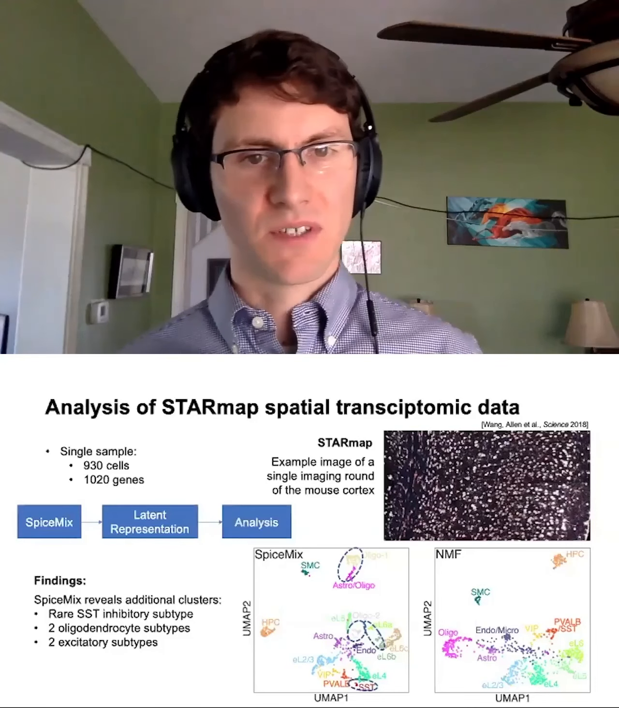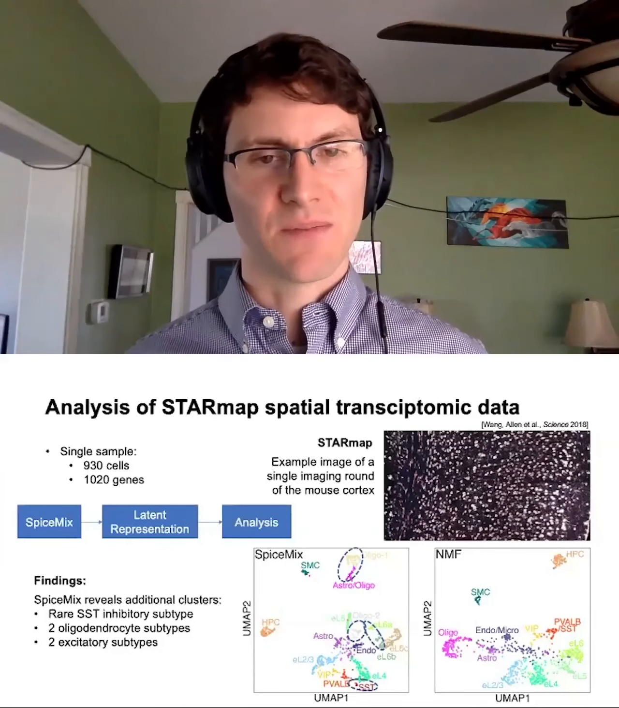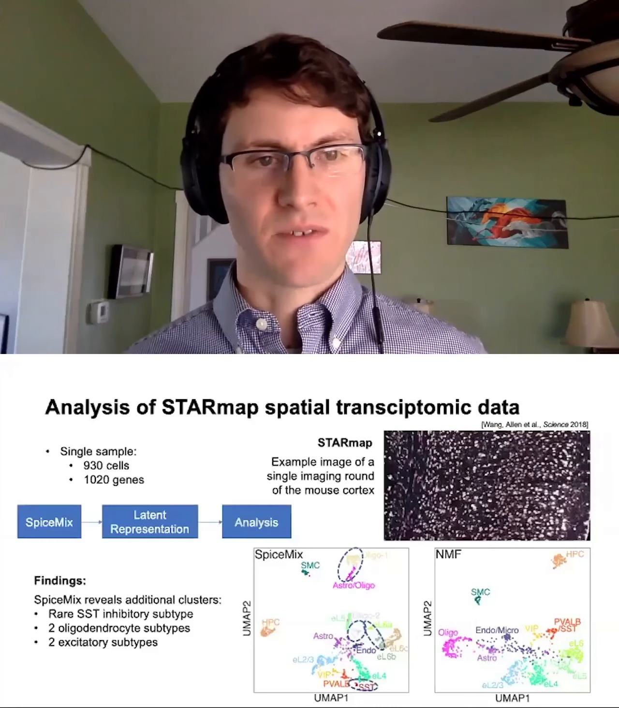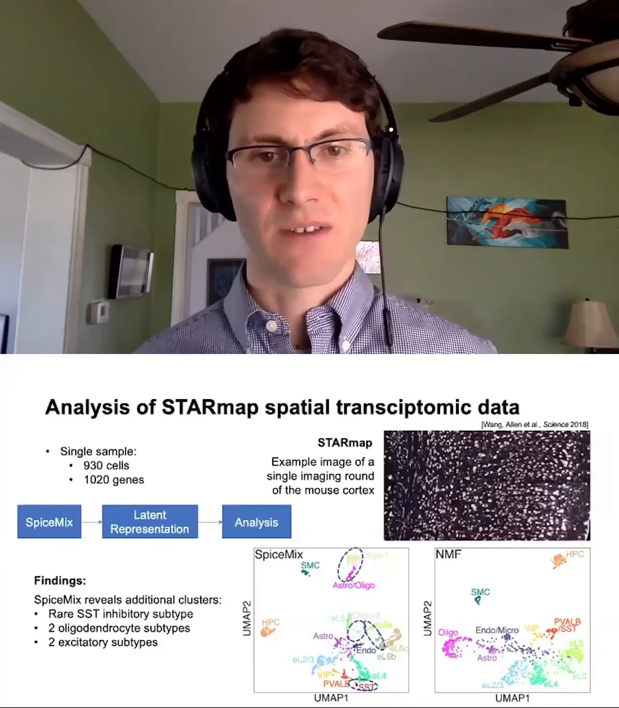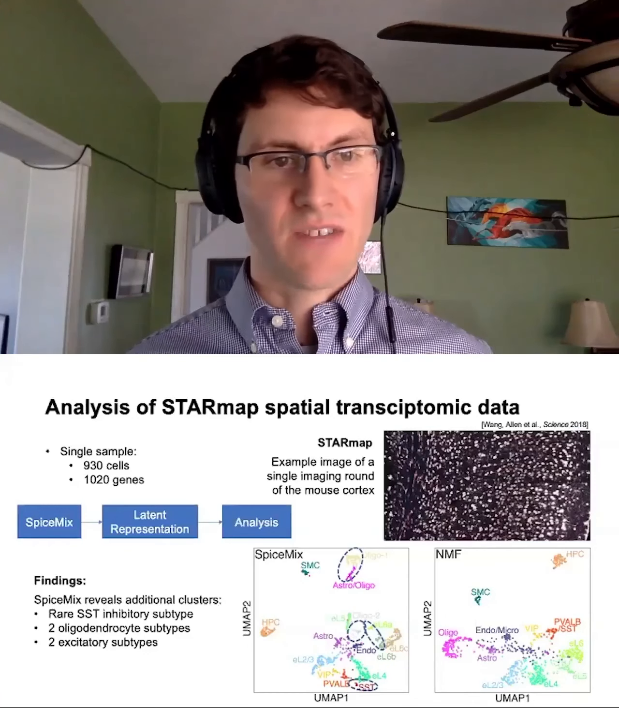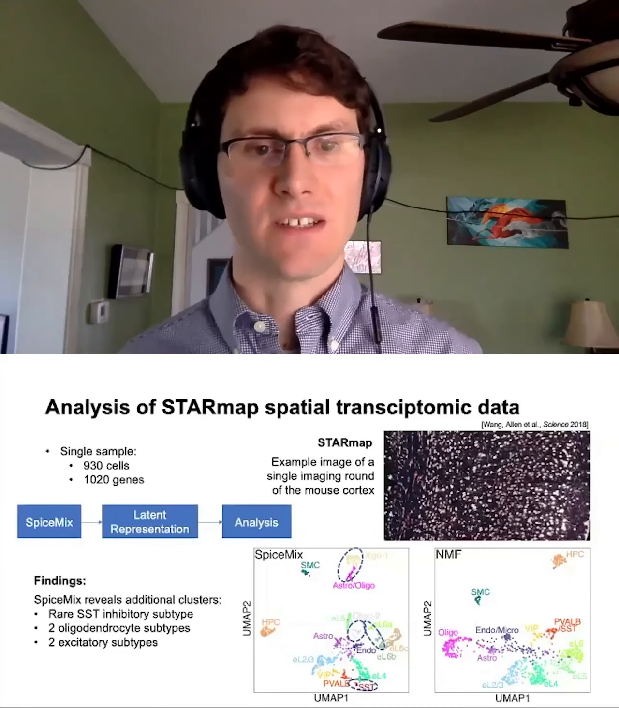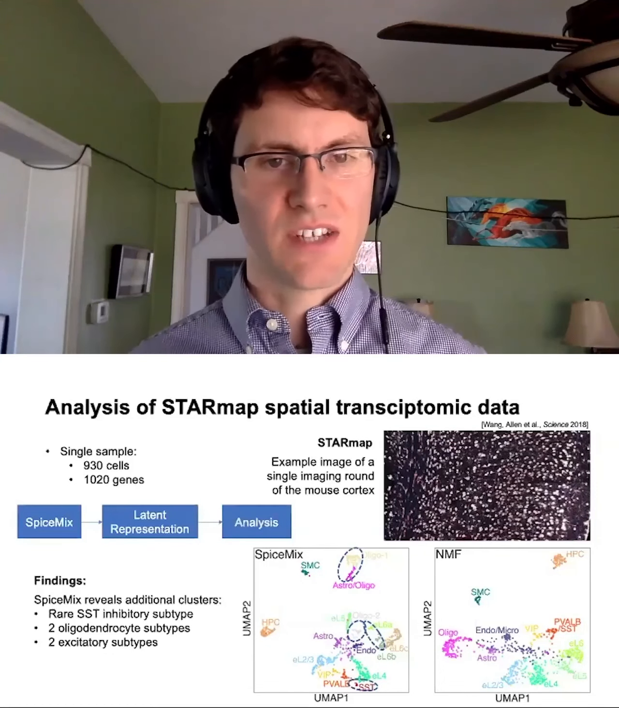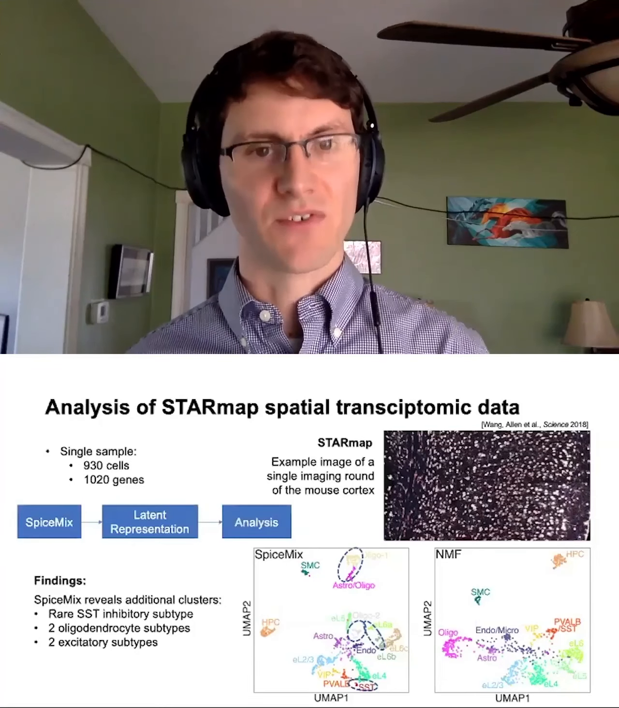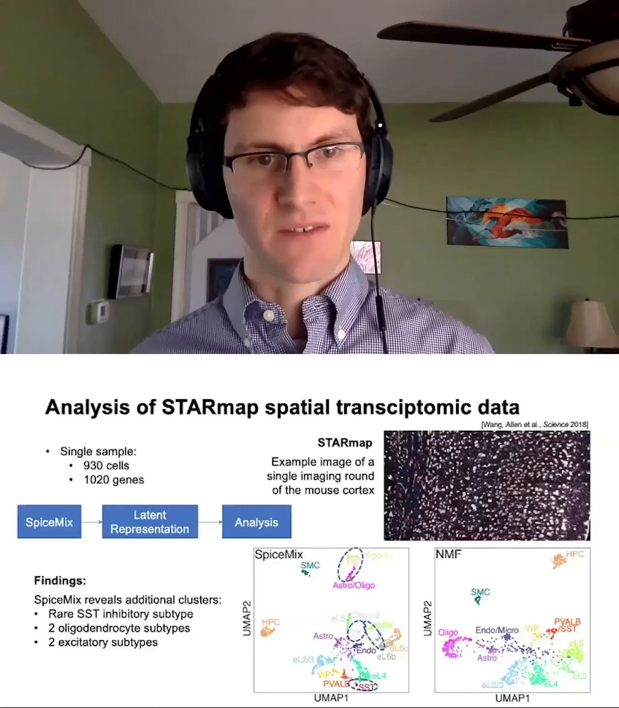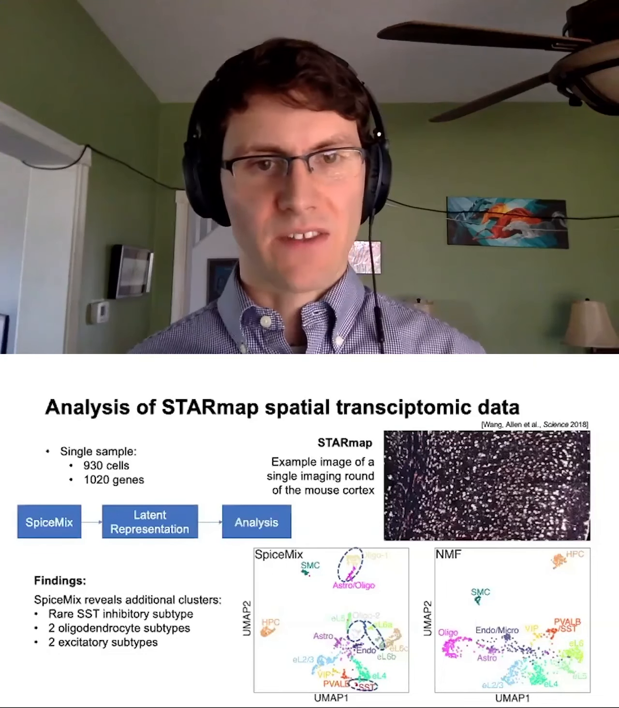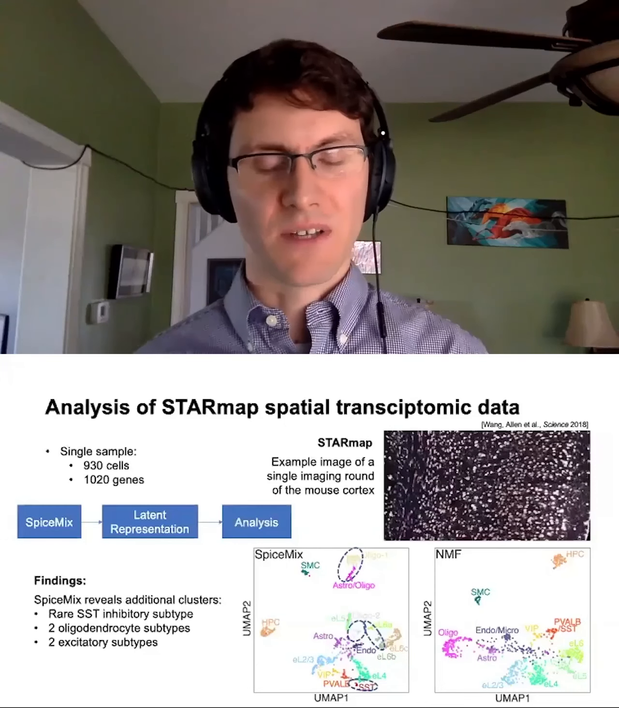And the first step was to apply clustering to the latent space to look at different patterns of cell types. And what we found was that SpiceMix was able to reveal several subtypes that weren't found in the NMF results. In particular, it found a rare SST inhibitory subtype and some oligodendrocyte and excitatory neuron subtypes. And I'll just mention that we use the CH index as a metric to decide the number of clusters for each method, so that it's an objective metric. And we also looked at known marker gene expression within these subtypes to confirm that these weren't spurious subtypes or noise, but are actually legitimate established subtypes.